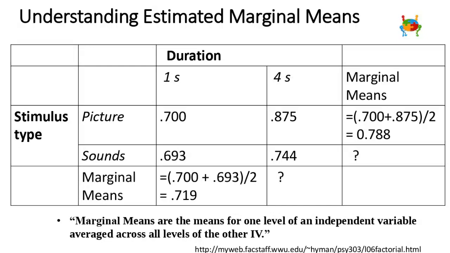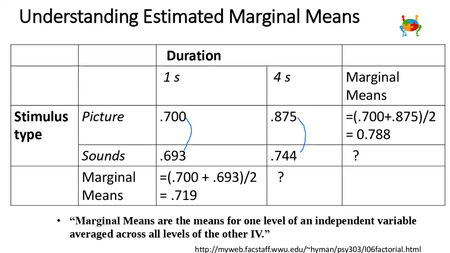So for example, you have 1 second duration, pictures are presented, the proportion correct for pictures which were presented for 1 second was 0.70. For 4 seconds presentation time and pictures, you had 0.875. So you can see there was no difference between pictures and sounds presented for 1 second, but there's a large difference between pictures presented for 4 seconds and sounds presented for 4 seconds.